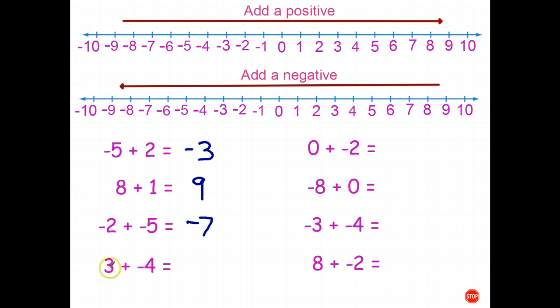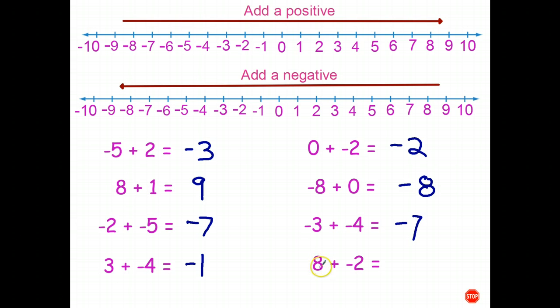I start at 3 on the number line, and I'm adding a negative, so I go back to the left. So starting at 3, go back 4. That puts me at negative 1. Starting at 0 and going back 2 puts me at negative 2. Adding 0 doesn't change anything, so I stay at negative 8. I start at negative 3 on the number line. I go back another 4. That's going to put me at negative 7.